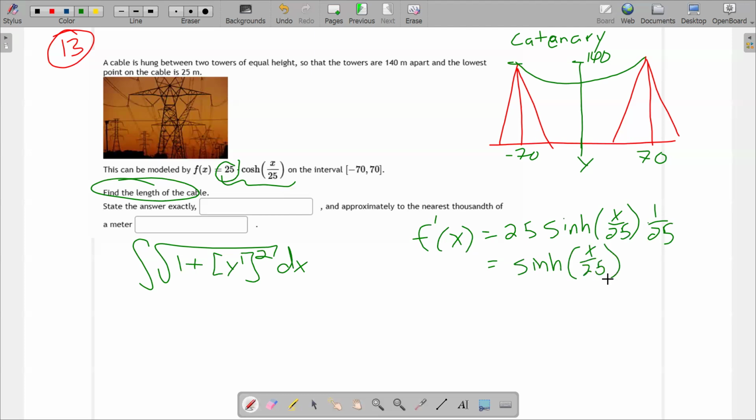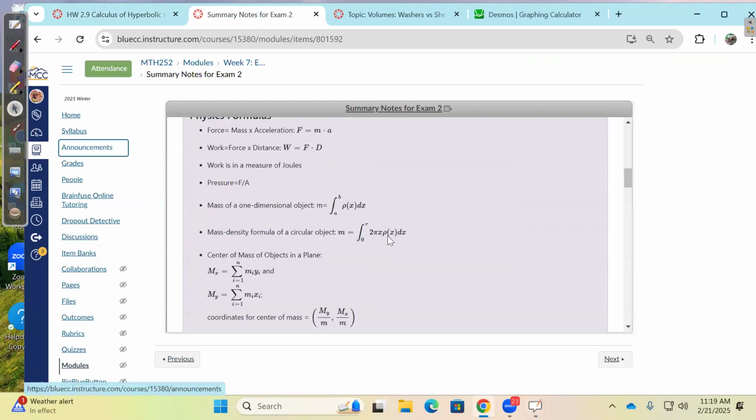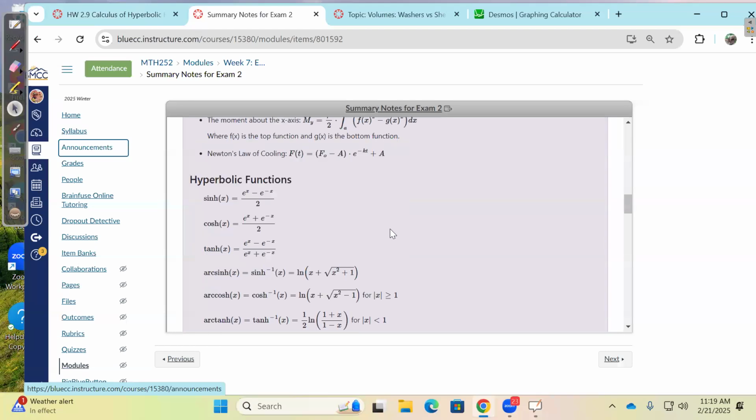All right, and then we're going to square that and add 1 to it. So before I get to the integral part, I want 1 plus f prime squared, which is going to give me 1 plus hyperbolic sine squared of x over 25. And let's consult our cheat sheet. Is that one of our formulas? It ought to be.